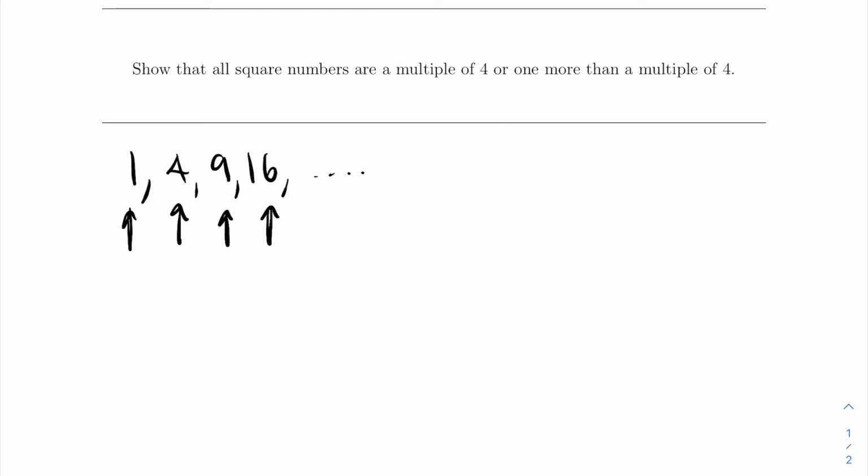So the square number is a result of either squaring an odd number or an even number. And that's what we're going to do. We're going to consider the odd and the even cases separately. So this is proof by exhaustion.